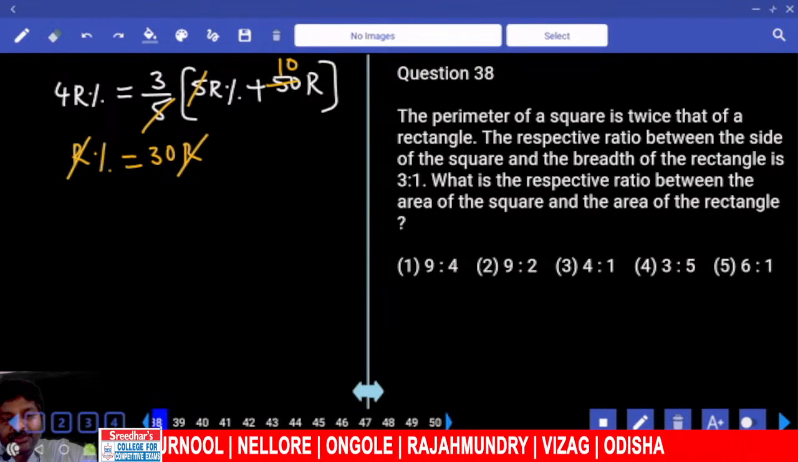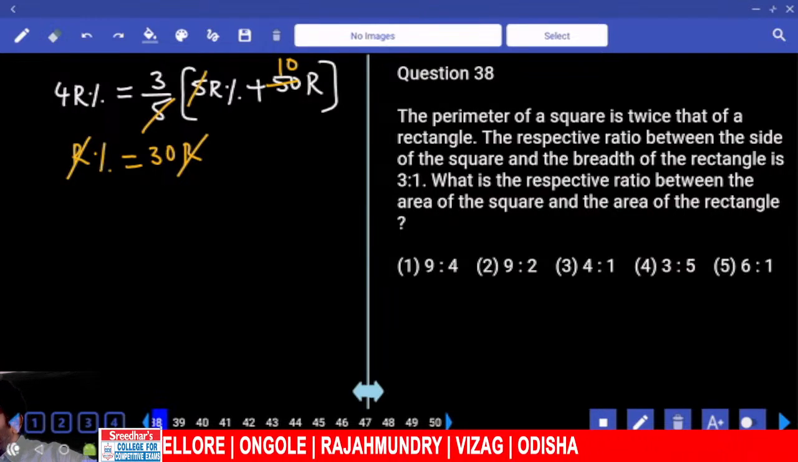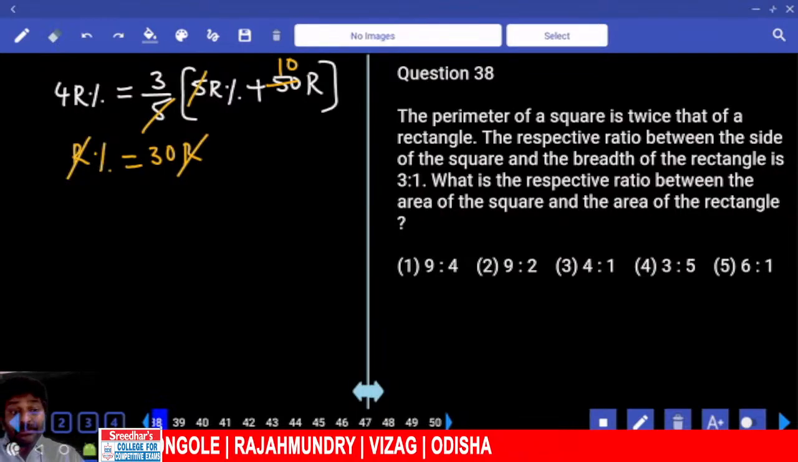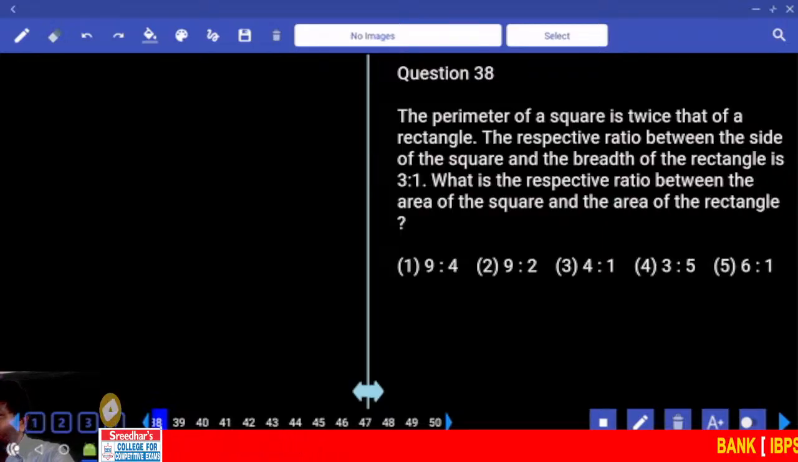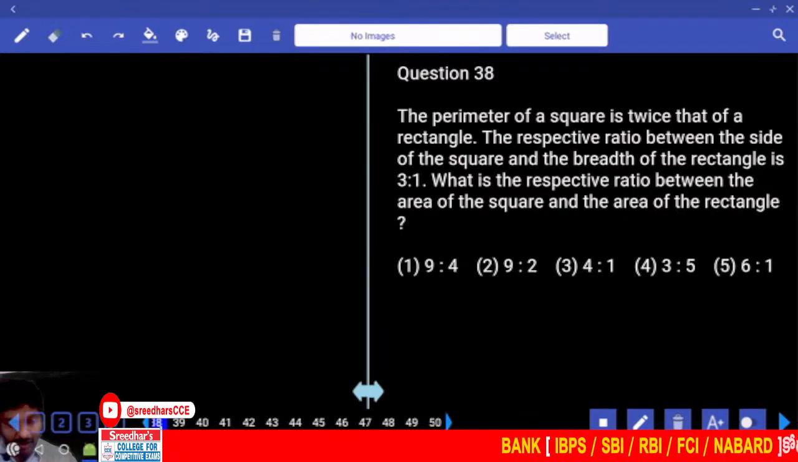Perimeter of a square is twice that of the rectangle. Perimeter of a square is 4A. Twice the rectangle perimeter; the rectangle perimeter is 2 times (L plus B). Twice of it means 4A is equal to 4 times (L plus B). 4 cancels. A is equal to L plus B.